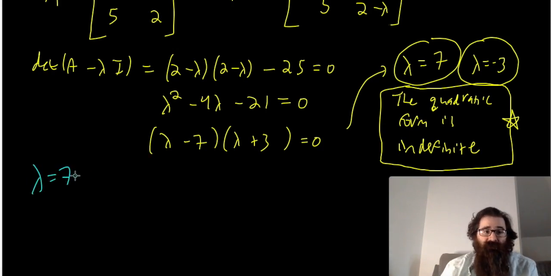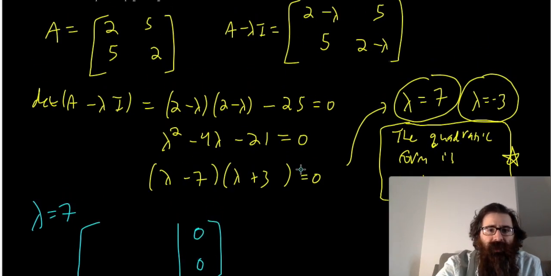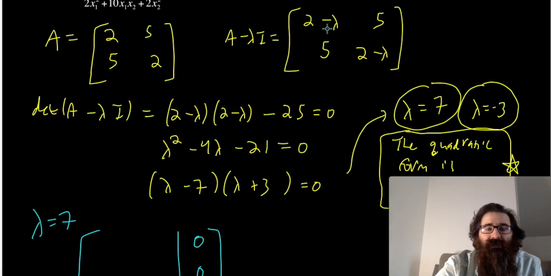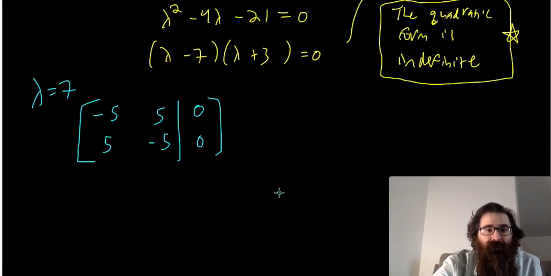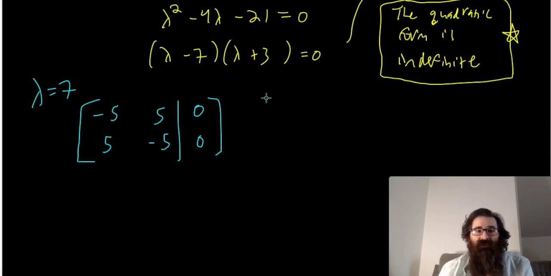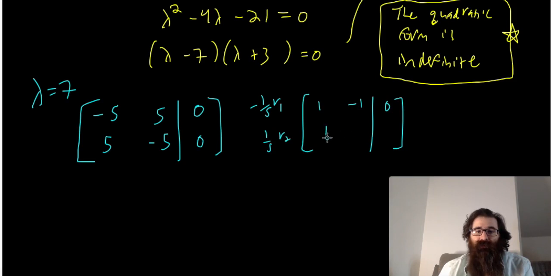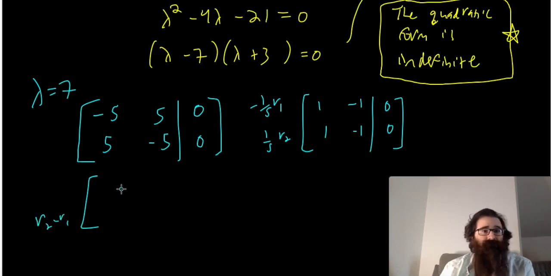So let's work with lambda equals 7 first. Let's build our system. So what do we have? When lambda is 7, 2 minus 7 is going to give me negative 5, and then 5. And then here in the second row, I can look up here, that's 5. And then 2 minus 7 is negative 5. So not really a lot going on here. Should be pretty quick to reduce this. I'm going to do a negative 1/5 row 1 scaling it, and then a 1/5 row 2 scaling it. So both of these rows are going to become identical, 1 negative 1 augmented with 0 for both. And then I can eliminate row 2, replacing with row 2 minus row 1. And that's going to give me a row of all zeros.